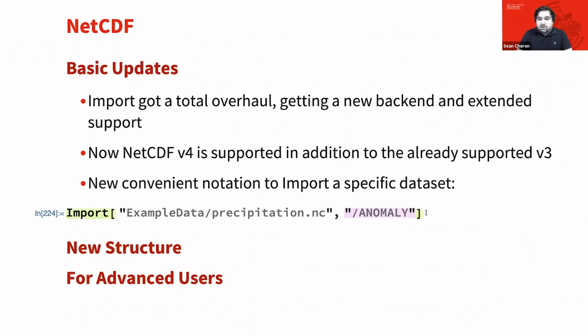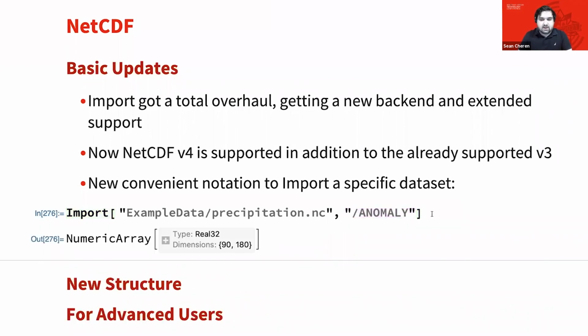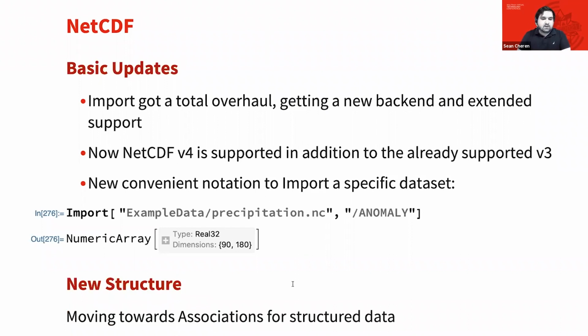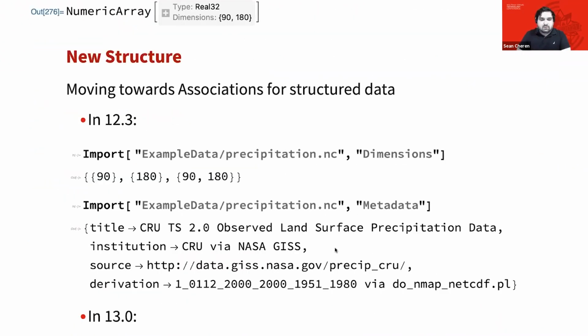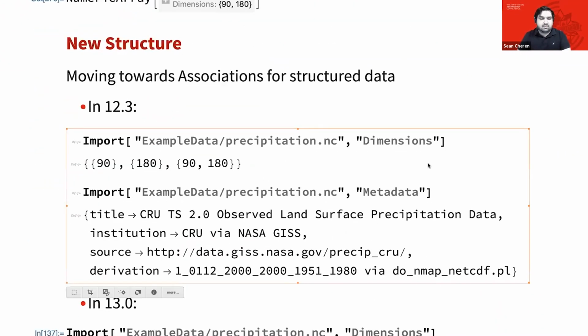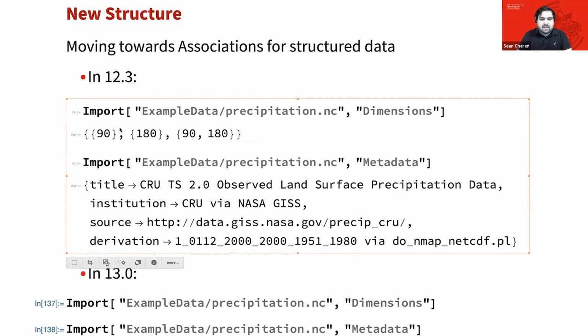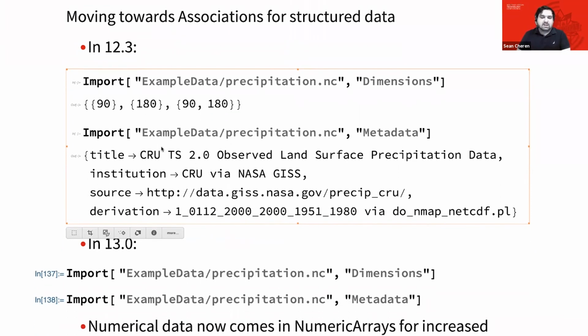And in terms of features, let's just dive right in. Now there's a convenient way to ask for a specific data set without having to pass some complicated expression, so you can get straight to the data that you need. And like I mentioned, there's a completely new structure. If you take a look at the dimensions and metadata in 12.3, it can be hard to associate these random pieces of data with where they are in the file or a particular data set.